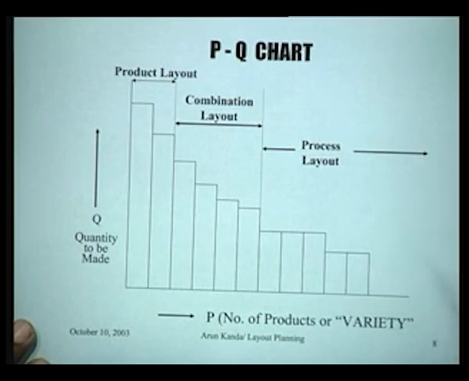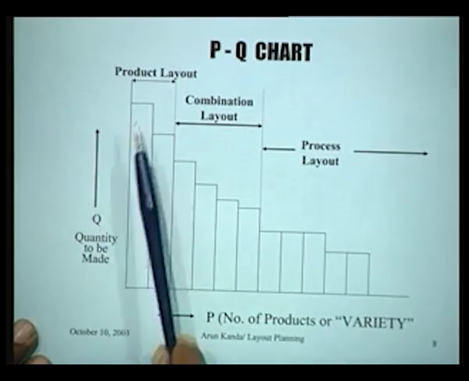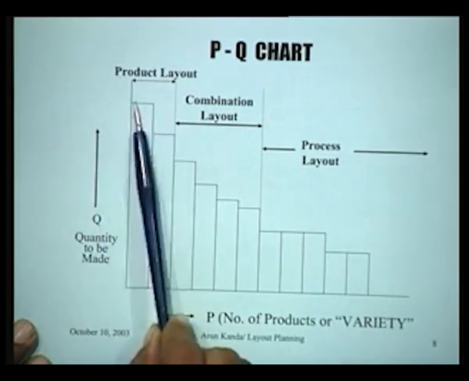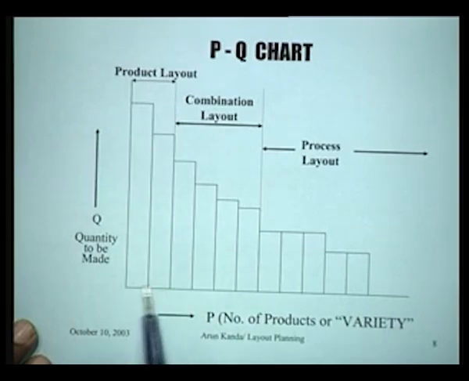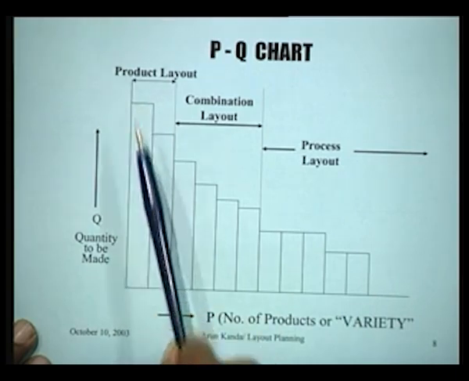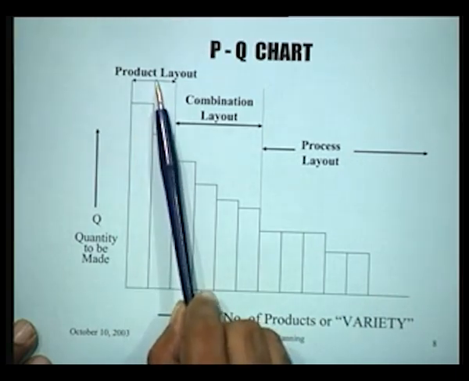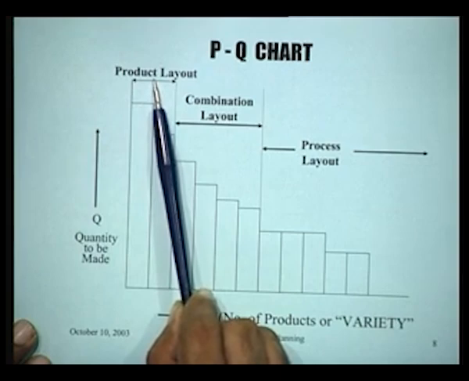Now this chart, which was suggested by Muther, gives an idea of the situation under which you should use different types of layouts. For instance, once you have these products lined up like this, the products which are here, that means products for which the variety is low but the quantities are high, are the products for which a product layout is most suitable. That means you should set up an assembly line.